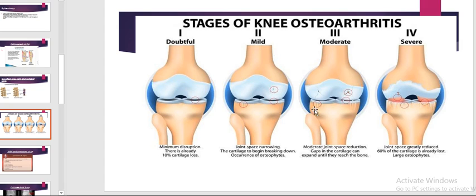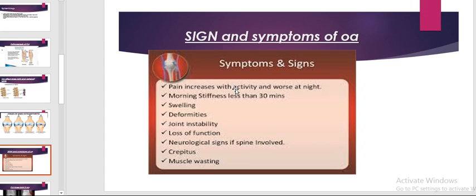Then there is moderate damage, where you can see the space is less, and when there is a severe form, the space becomes less, there is redness and inflammation at the end of the bone, the joint space is greatly reduced, 60% of cartilage is already lost, and there are large osteophytes. Initially they are just occurring, and large means already formed. So this is something you must appreciate. In my next lecture I will talk about the signs and symptoms of osteoarthritis. Thank you.